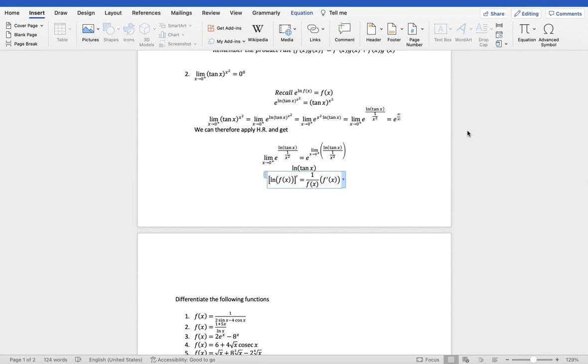Now, let's try something even crazier. Let's say that f of x is equal to 1, and you're trying to find the derivative of ln of 1. Clearly, you can see that ln of 1 is a constant, so the derivative of a constant should be 0. But just to show you that this formula works for every case, let's see how you get 0.